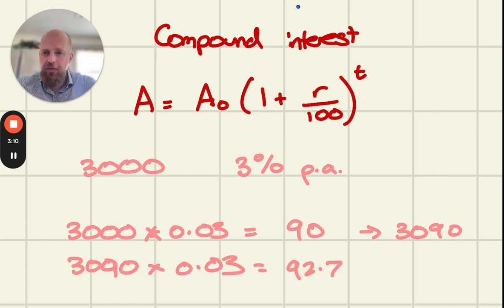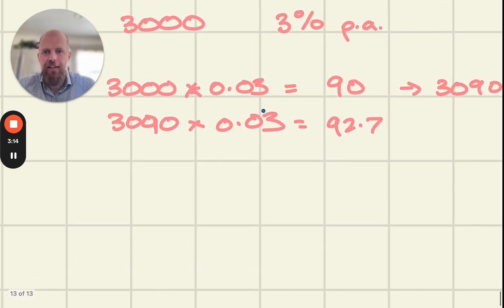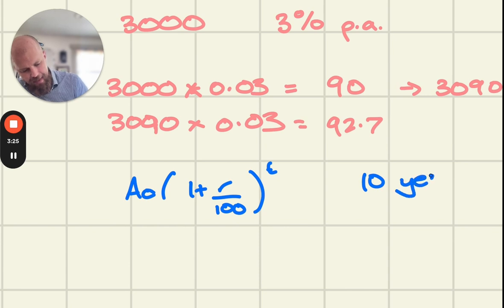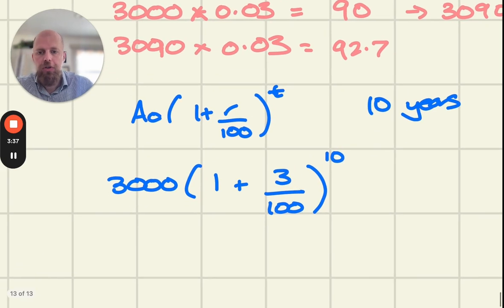Let's say that the $3,000 is compounded at 3% for 10 years. So we'll use the formula a naught times 1 plus r over 100 to the power t. And we're going to do it for 10 years. That's t. So we'll take a naught, which is the initial amount, 3,000. We'll do 1 plus 3% over 100 to the power 10. And if you want to, you can simplify it down.